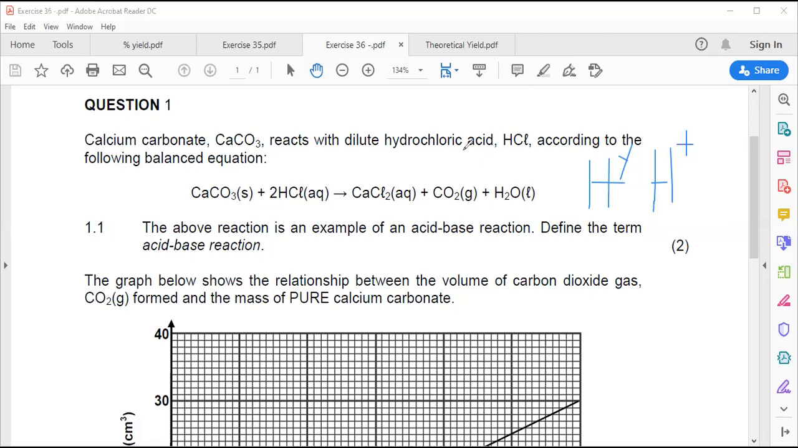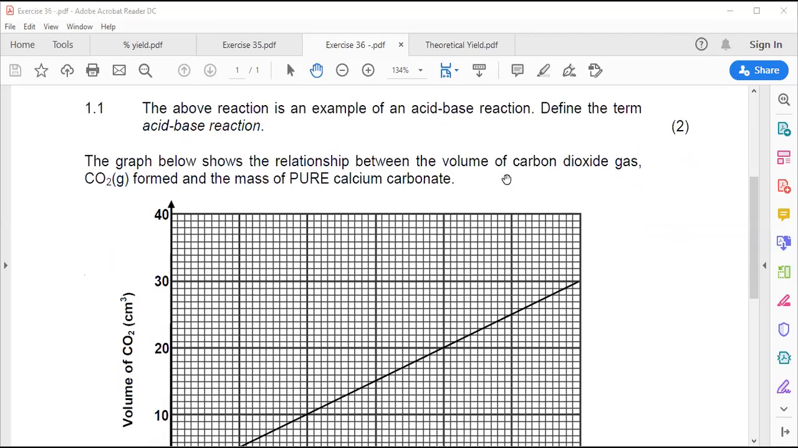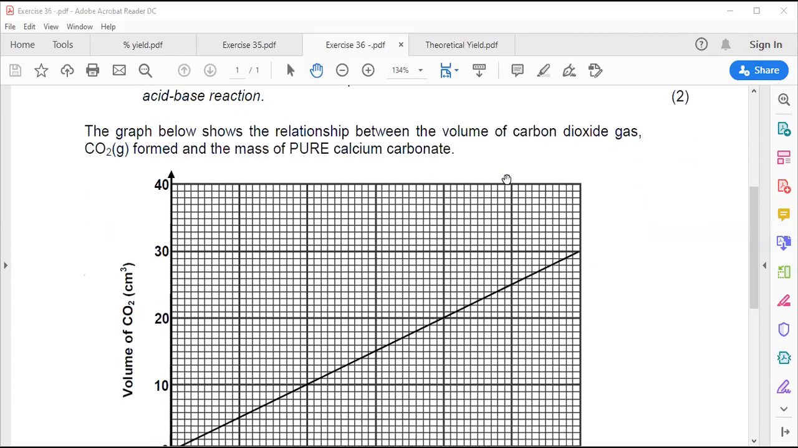The next part. Just bear with me, my system is a bit slow. So the graph below shows the relationship between the volume of carbon dioxide gas, CO2, formed, and the mass of pure calcium carbonate. So let's have a look.